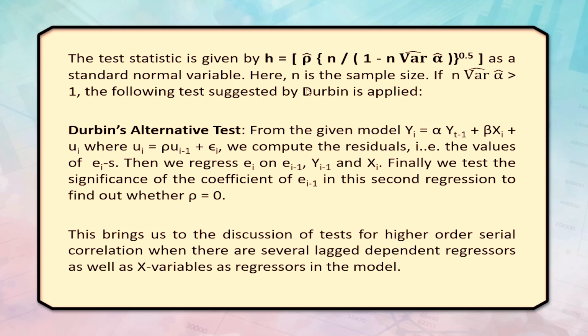Here n is the sample size, effectively, as we saw earlier, due to lags, this n will be reduced by 1. Once we calculate this h, we can compare it with the critical values of the standard normal distribution, and we will reject or accept according to our standard test procedure. But there is another problem here: this cannot be applied if n times the estimated variance of alpha hat exceeds 1. You can see the denominator; if it exceeds 1, then we cannot use this.